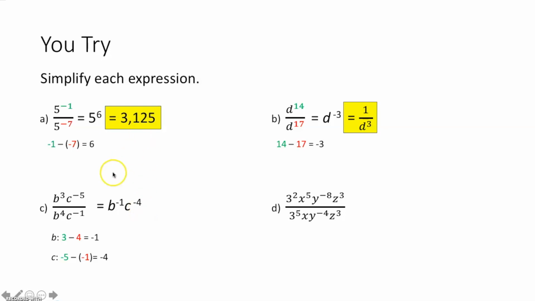Now, we can't have a negative exponent in our answer, so anything with a negative exponent, we move to the opposite side of the fraction bar to make it a positive exponent. So this becomes 1 over b to the first, or just b, times c to the fourth.